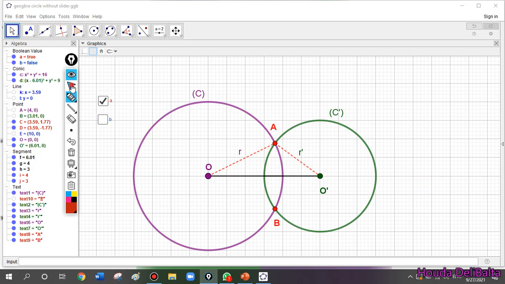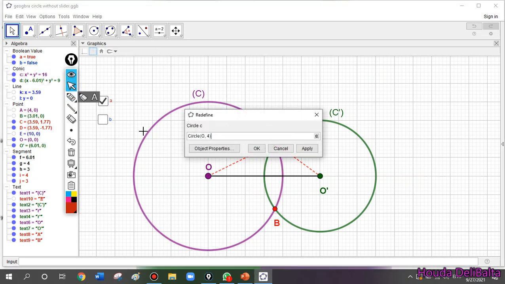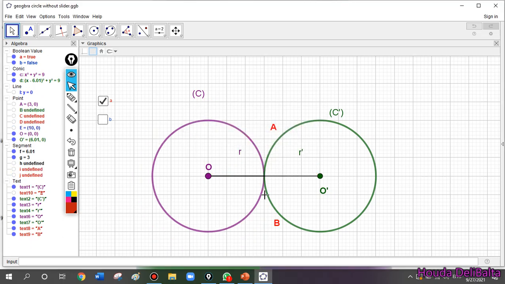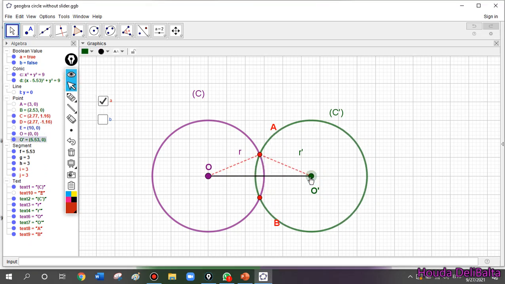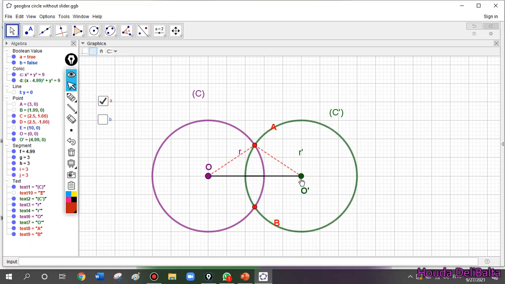Now, if the circles are intersecting but equal, I'm going to change the radius of the purple circle to 3 to make them equal intersecting circles. As you see here, these are intersecting circles, but they are equal as well. They have equal radii. That's what we mean by intersecting circles that are equal. So the radii are equal. Here r is 3 and here r is 3.